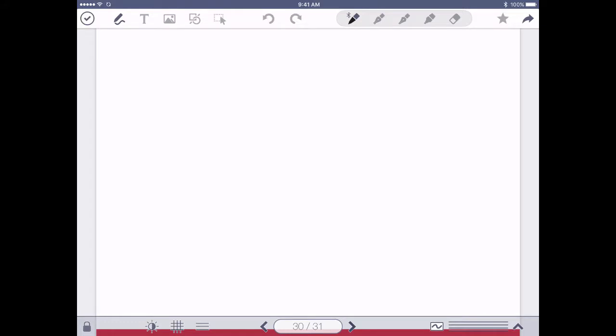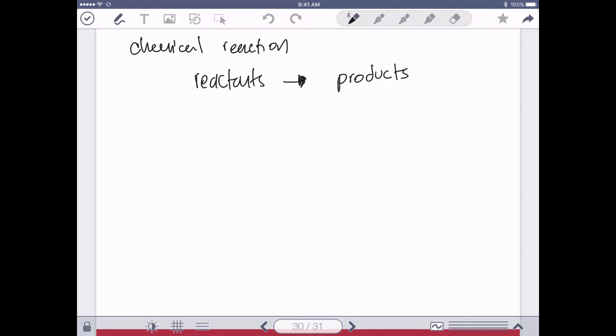In a chemical reaction, we're going to have two parts. We're going to have the reactants, which are on the left side of the equation, and we're going to have the products. They're both separated by an arrow that reads forms. So in this case, the reactants form the products. That's how you will read it.